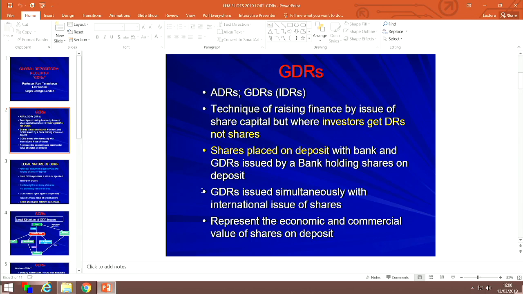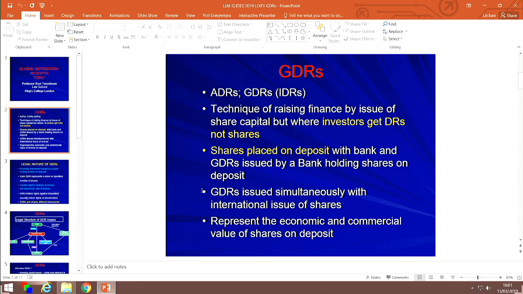Now, how does it work and what are we trying to achieve here? This is not a bond issue. That's the first thing to remember. It's actually a share issue. But what is reaching the market are not shares. It's a new financial instrument created out of the shares.